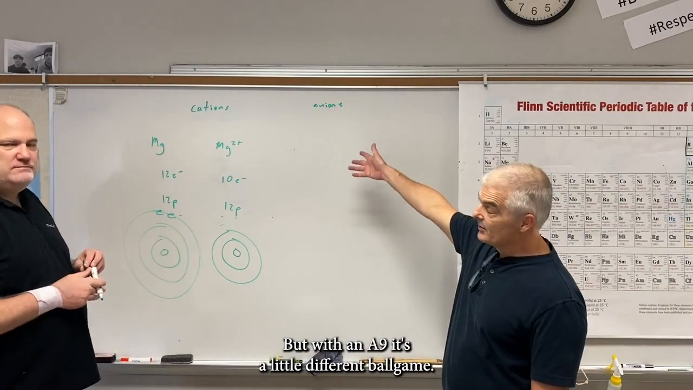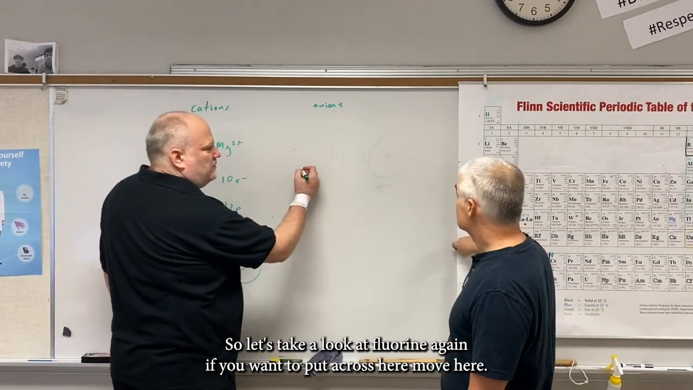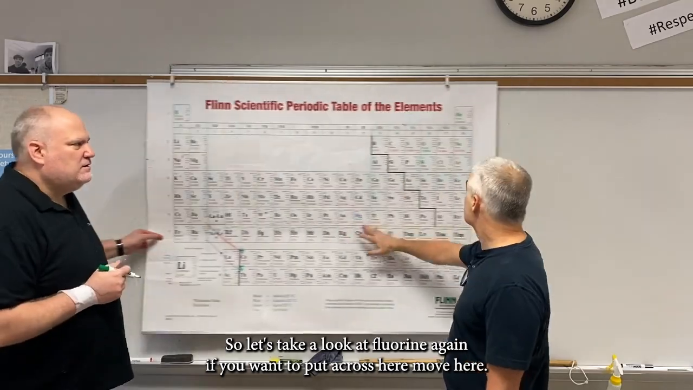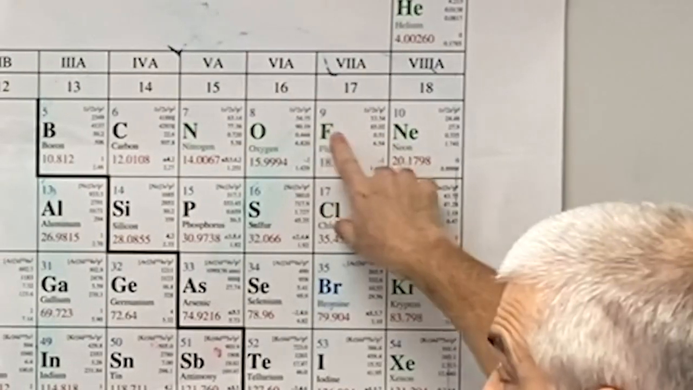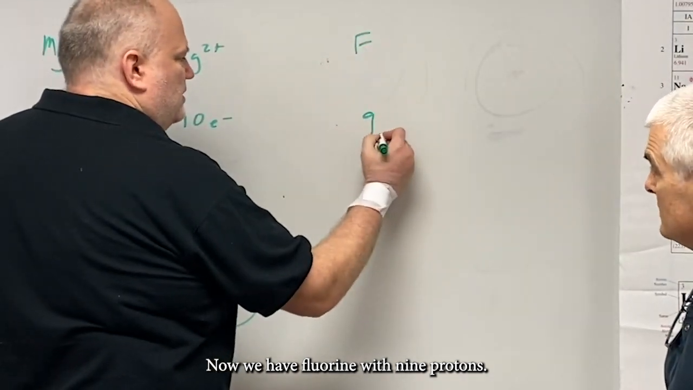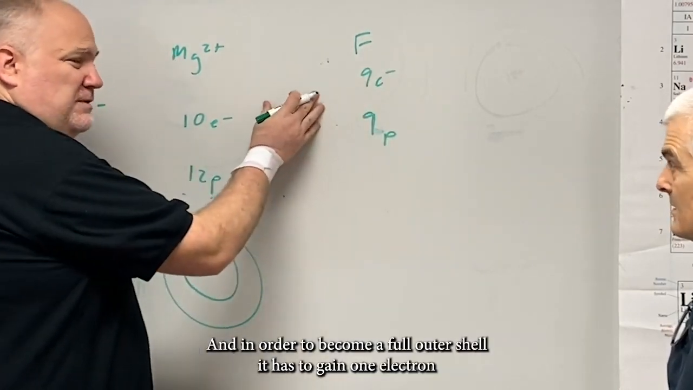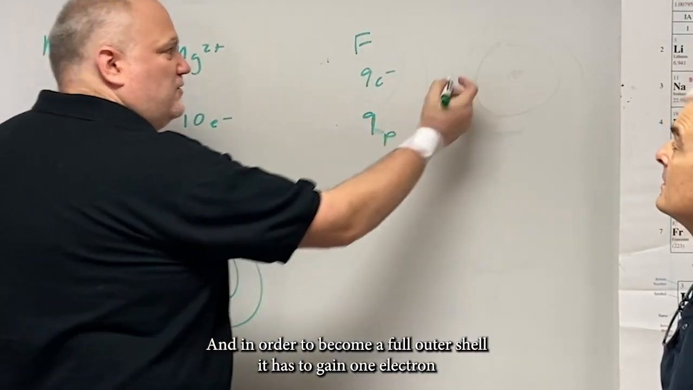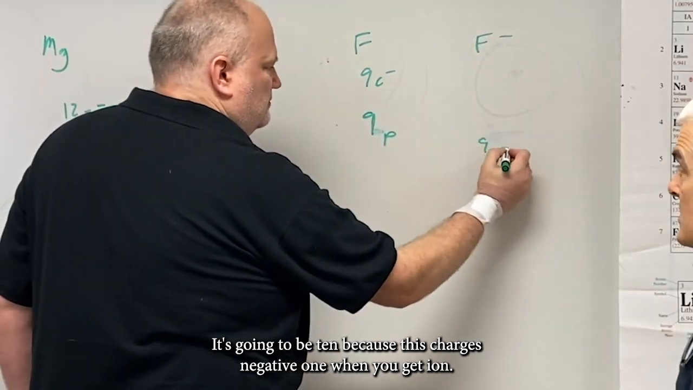But with an anion, it's a little different ballgame. So let's take, say, fluorine and fluoride. Let's take a look at fluorine again, if you want to flip across here. Fluorine is in column 17 with his 9 protons and 9 electrons. So we have fluorine with 9 protons and 9 electrons. And in order to become a full outer shell, it has to gain 1 electron to become F minus. So it's actually going to be 10 electrons, because his charge is -1 when he's an ion.